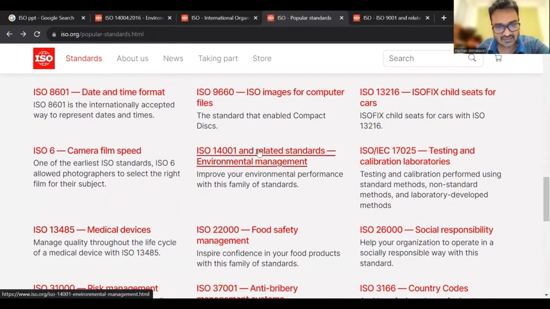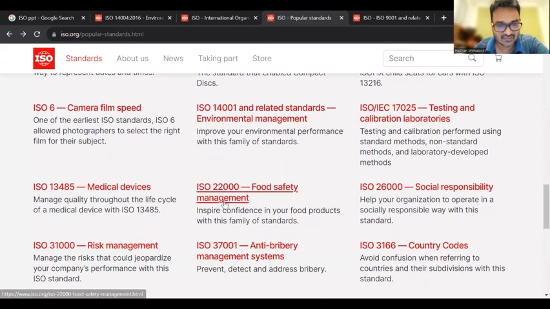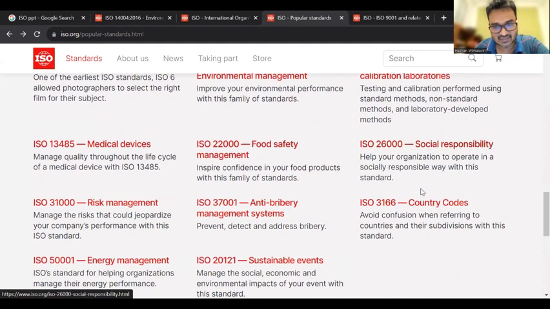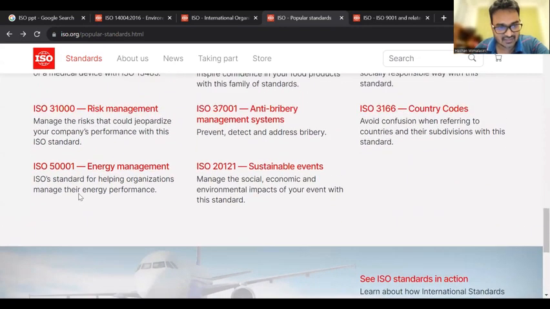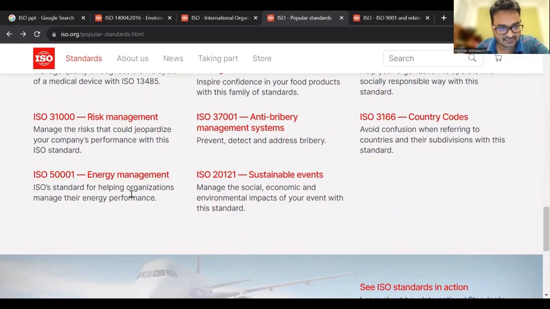Then ISO 14001, which we know covers environmental considerations. Testing and calibrated laboratories, food and safety is ISO 22000. ISO 26000 is social responsibility. ISO 50001 is energy management, which is a bit important.